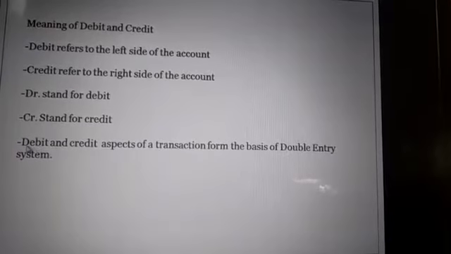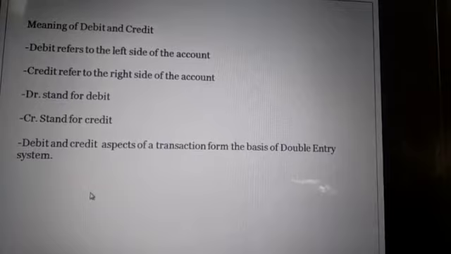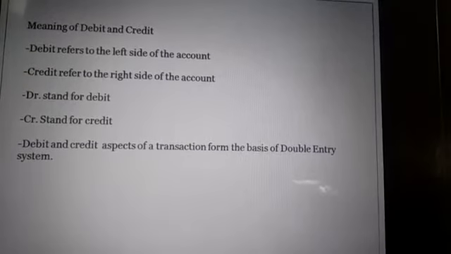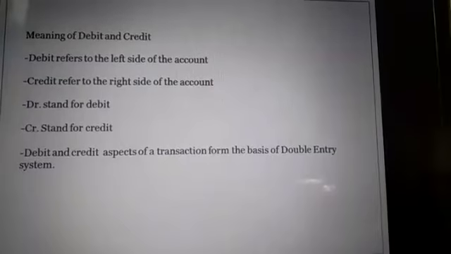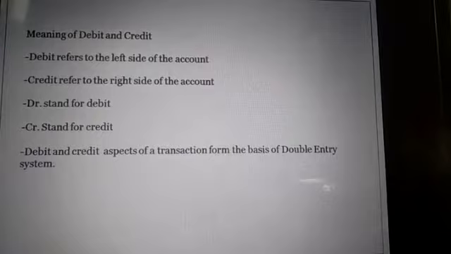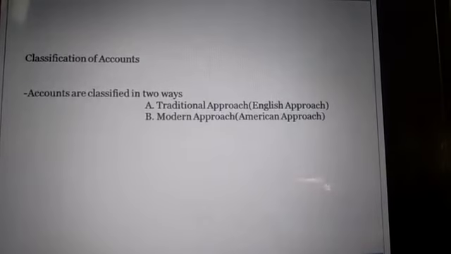Both the debit and credit aspects of the transaction form the basis of the double entry system. So this is totally based on the double entry system. That means if one account is debited, then another account will definitely be credited. There will be no doubt regarding it, because the system is based on it. One is debit, then another will be credit. Moving to the next slide.